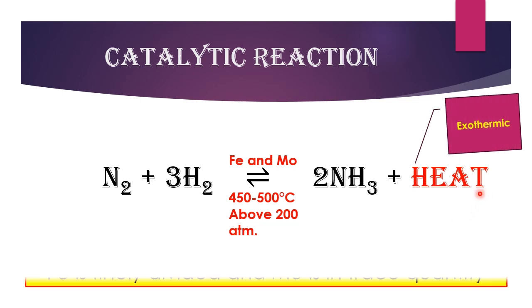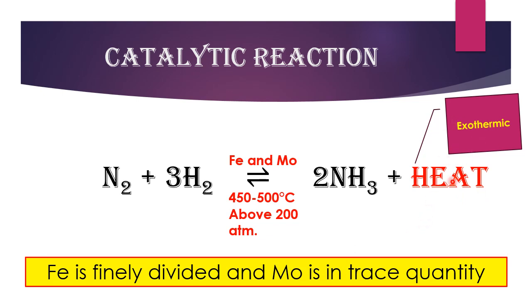Okay. So whatever heat is released will itself carry out the further reaction. You will heat the reactants only initially, then whatever heat is released in the reaction will itself carry out the reaction. A point to be noted: iron is finely divided and molybdenum is in trace quantity. Okay, so this is the catalytic reaction.